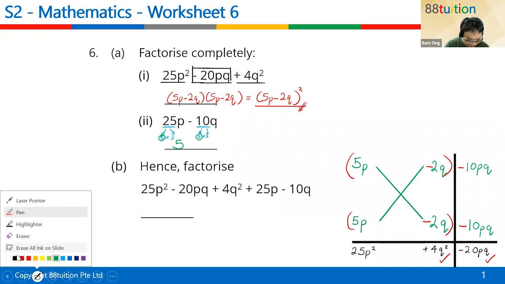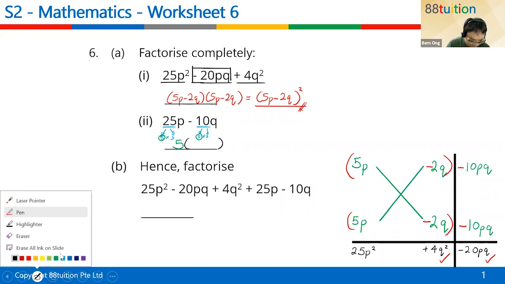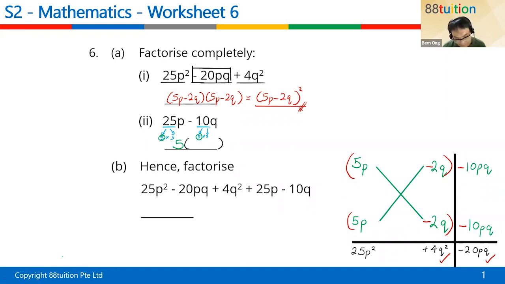And what is left in the bracket? All right, Sherman, can you help me? What is left in the bracket? 5. Okay, 5p minus what? What else? 5p minus 2q. 2q. Excellent. Very good. So this is called factorization, taking out the common term.